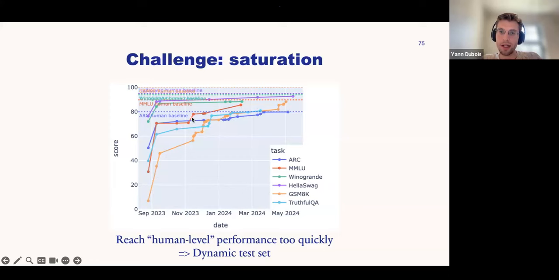Here you see human baselines, and for most of them, the best LLM reached the human baseline. We had the same type of thing with AlpacaEval, where after 6 months, the models went from a 10% win rate to like 95%, which is why we had to do AlpacaEval 2.0.